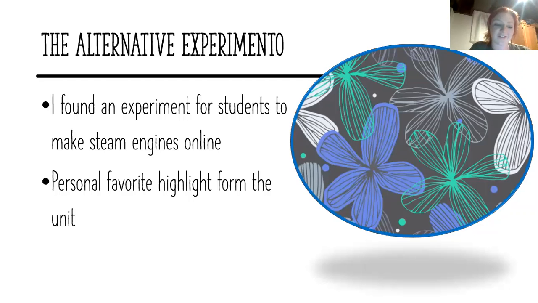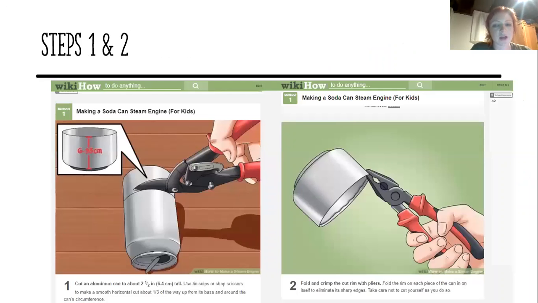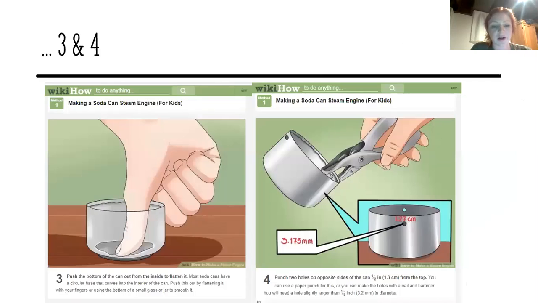This was a highlight for me. I thought this was such a cool idea to have students create a steam engine. And it worked well with the gizmo, which I'll get to in just a second. Okay, so I have included all of the steps of this experiment that I found, and I've listed them in my unit, so I'm sure that you can see that online. But I just wanted to let you look at them really quick before we talk about it.